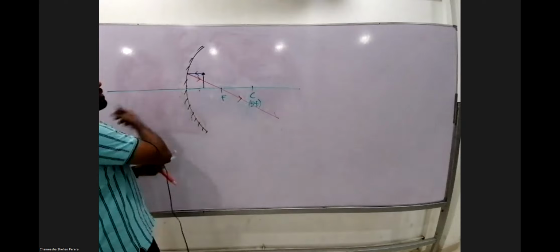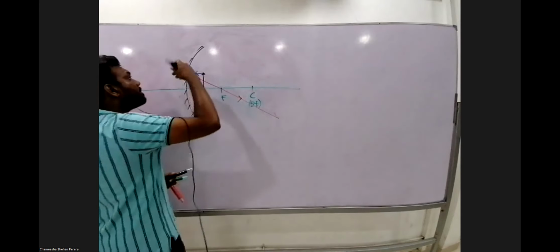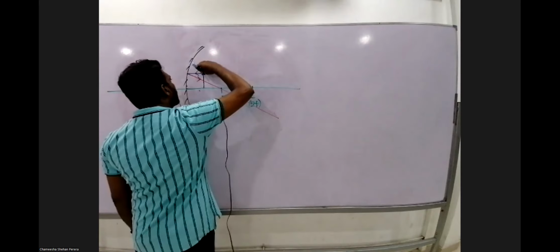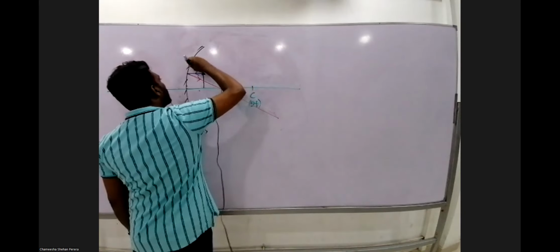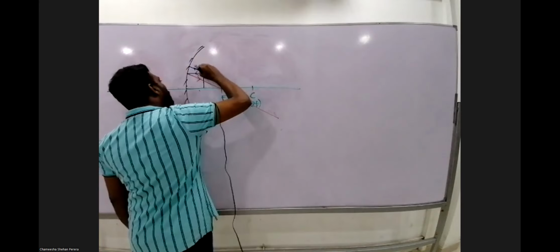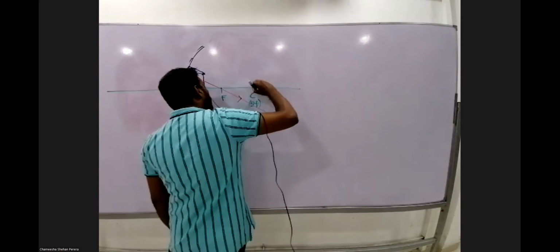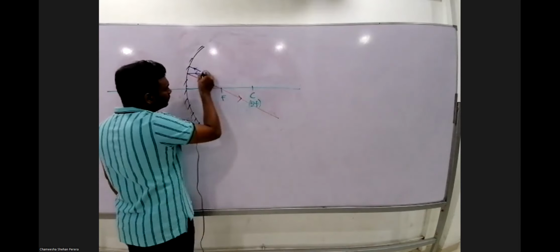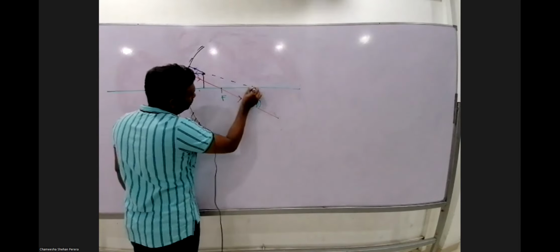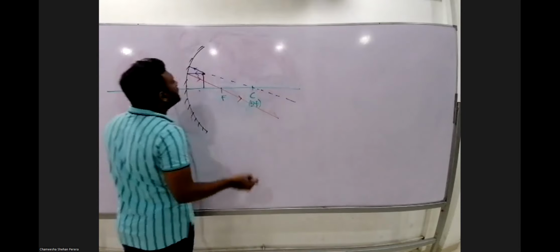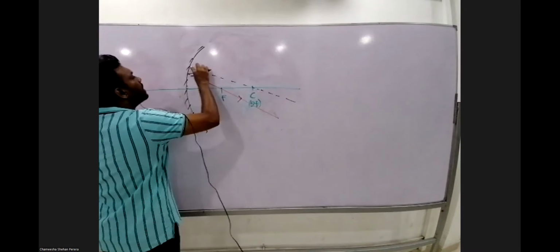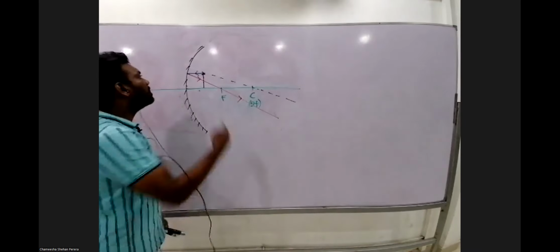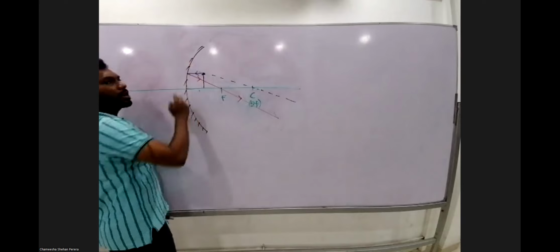The next light ray from the top of the object reaches the mirror like this, as if it is coming through the center of curvature. Like this. It actually does not come from the center of curvature. It does not come through the center of curvature.